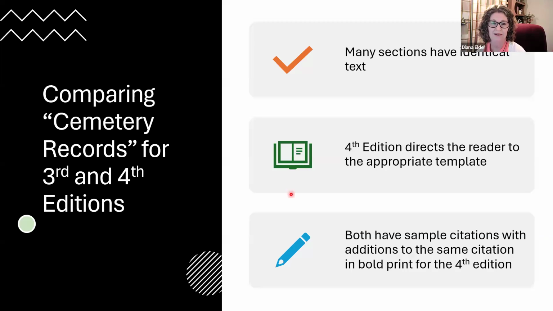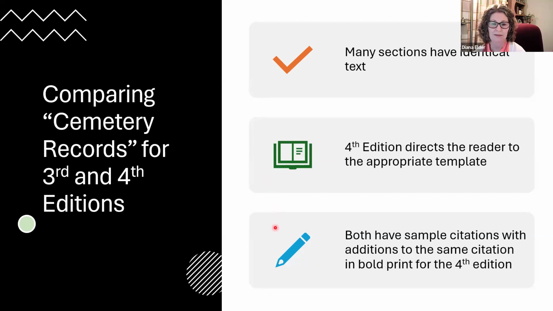So I thought it would be fun to turn to both chapters on cemetery records for the third and fourth editions. And I did see in comparing that many sections are identical. The text was exactly the same. In the fourth edition, because of those templates, 1 through 14, you will be directed to the appropriate template. So you don't have to guess, you don't have to try to think which one would be best for cemetery records. It will just direct you to the specific template, which is really nice.